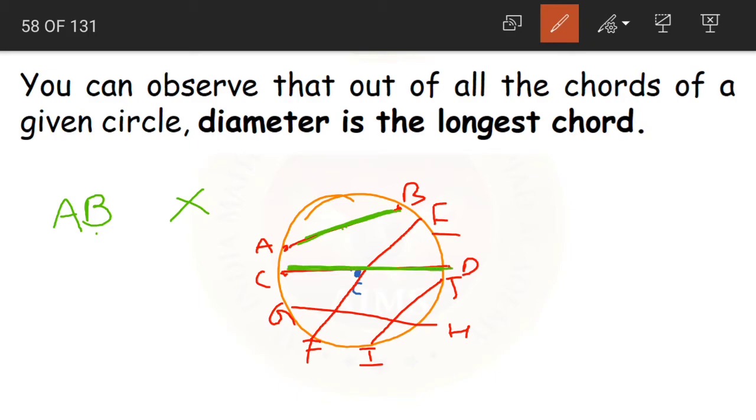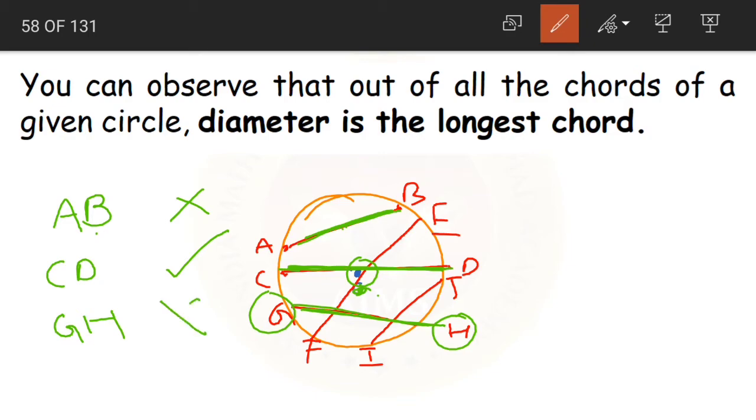Next, CD. CD is another chord. It is joining 2 points C and D on the circle. Is it a diameter? Yes. Why? Because it is passing through our center. Next, GH. Again, GH is a chord. It is joining 2 points G and H on the circle. So is it a diameter? No, because it is not passing through the center.